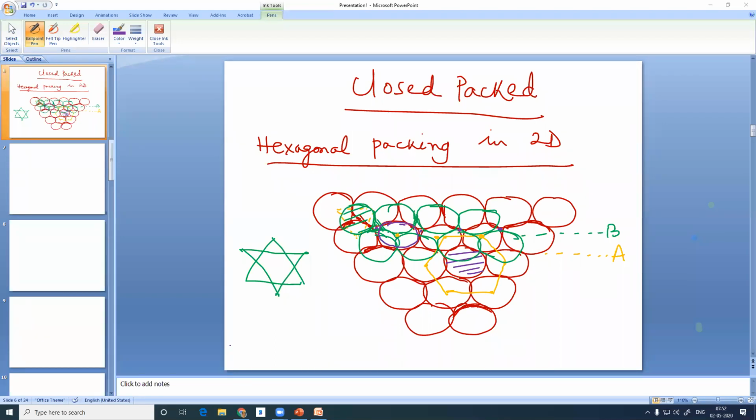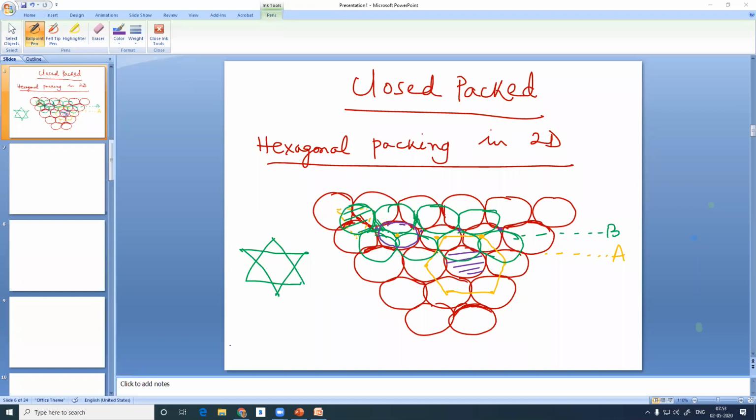Nobody could answer correctly. Kareem wanted to come close to the answer, but she also failed because simple cubic you have already done, and body-centered cubic we have already done. So there was no point. But this is close packed, not less close packed. It cannot be BCC, it cannot be simple cubic. It is a face-centered cubic.